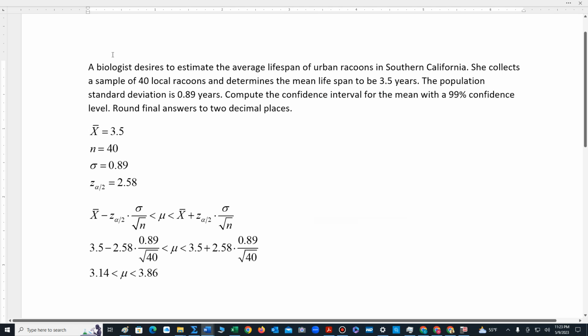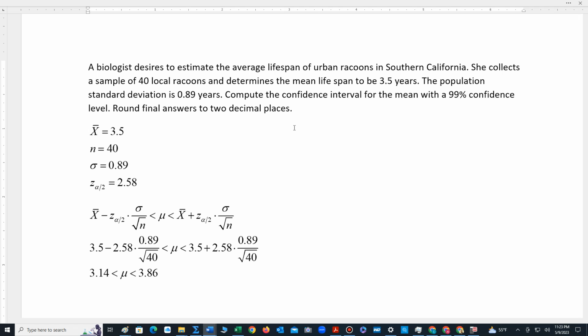It says, a biologist desires to estimate the average lifespan of urban raccoons in Southern California. She collects a sample of 40 local raccoons and determines that the mean lifespan to be 3.5 years. The population standard deviation is 0.89 years. Compute the confidence interval for the mean with a 99% confidence level. Round final answers to 2 decimal places.